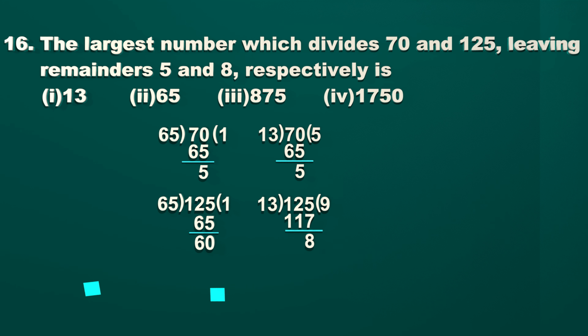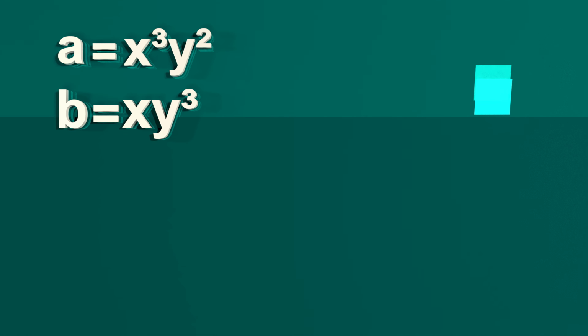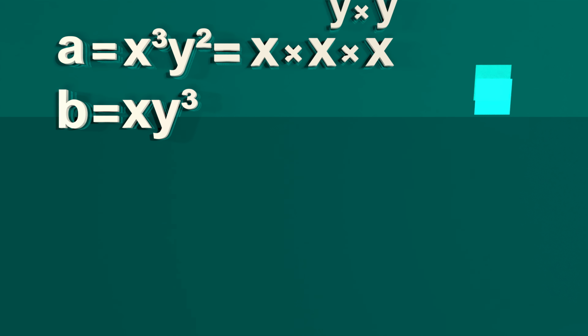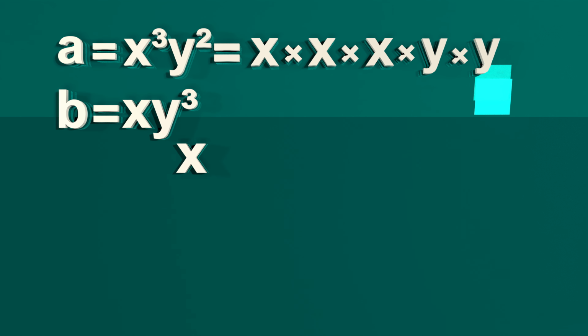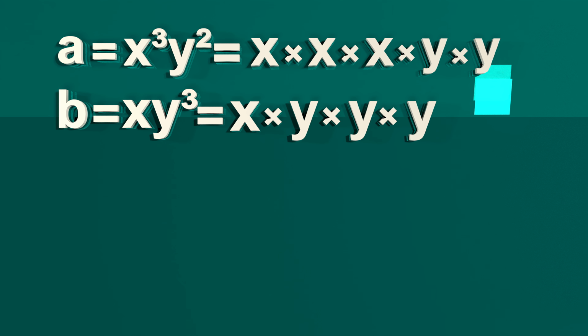Let's see the next one. We have two numbers a and b, where a is equal to x cube y square and b is x into y cube. Also x and y are primes. x cube can be written as x into x into x and y square is y into y. Again b is x into y into y into y. So what will be its HCF? x is common in both, y is also common, and another y is also common. So we got x into y into y. So the HCF is x y square. So option B is the right answer.